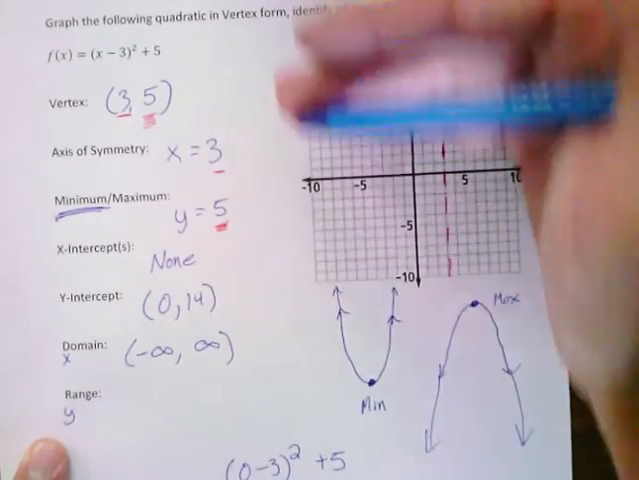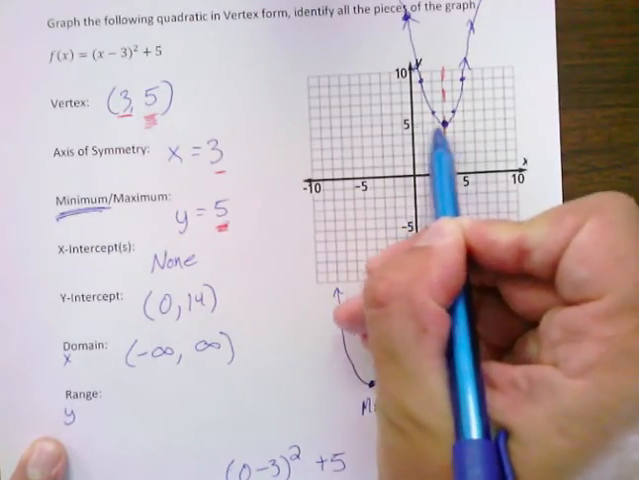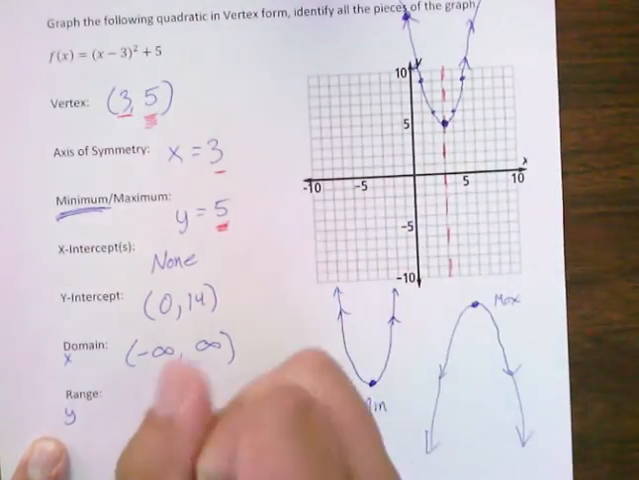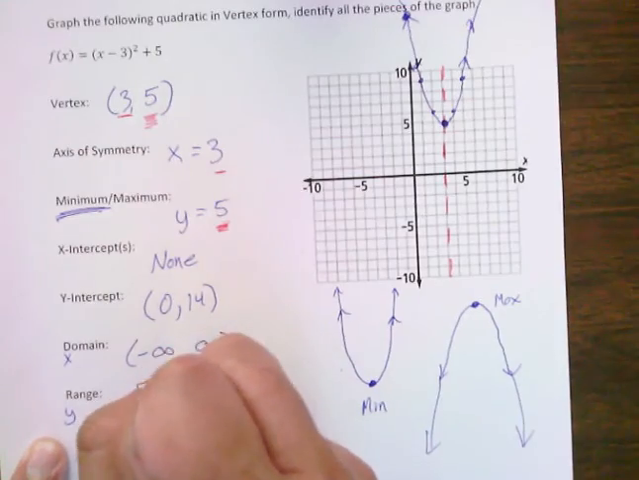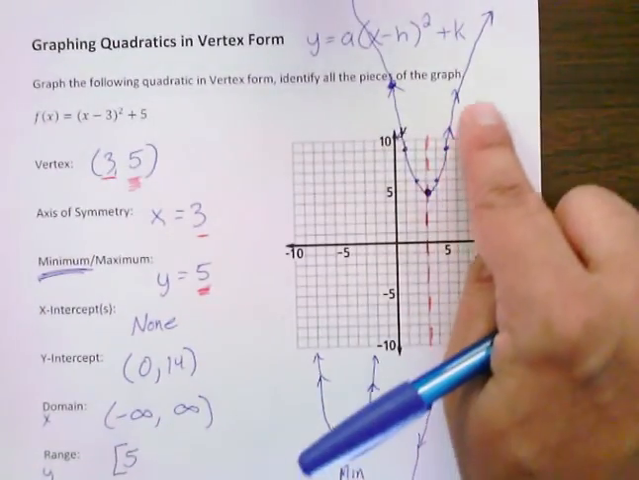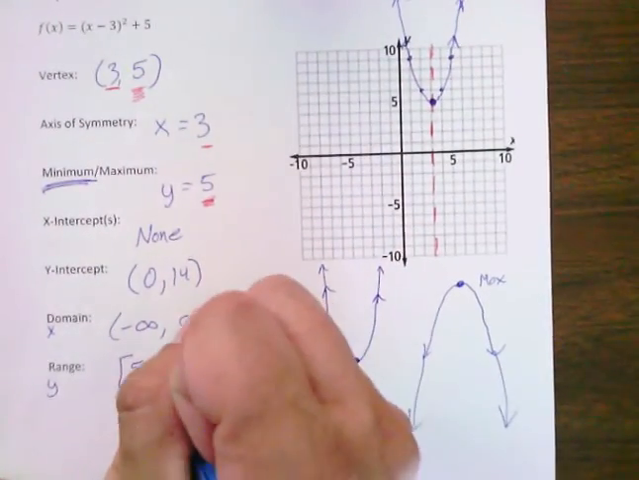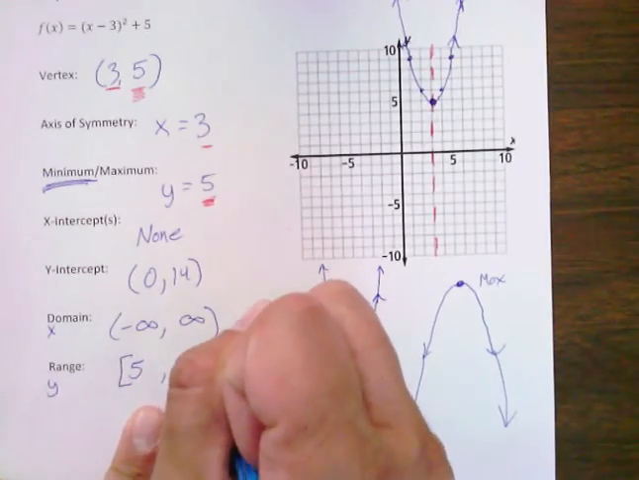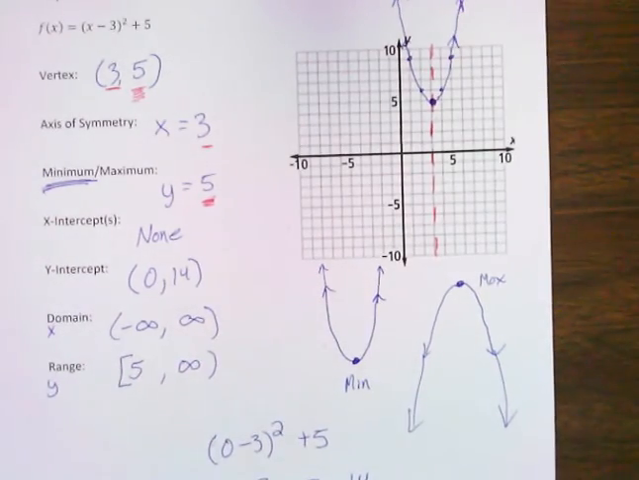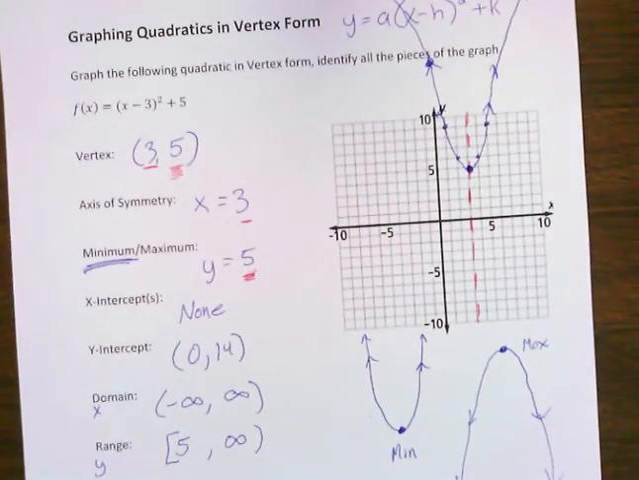So now we're talking about lowest point versus highest point. The lowest point I could possibly go is right here, which is when y is 5. And since that is a point and not infinity, I'm going to use a bracket. The highest point we can go, well, no matter what, we're going up. And since it's in the positive direction, we're talking positive infinity. And since it's infinity, I'm going to use a parenthesis. So that was a quick rundown on graphing any quadratic that is in vertex form.